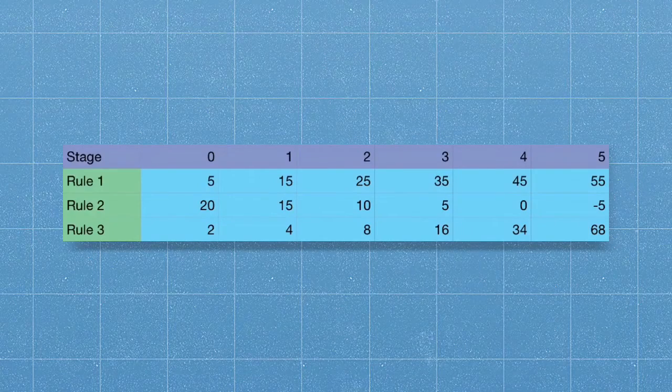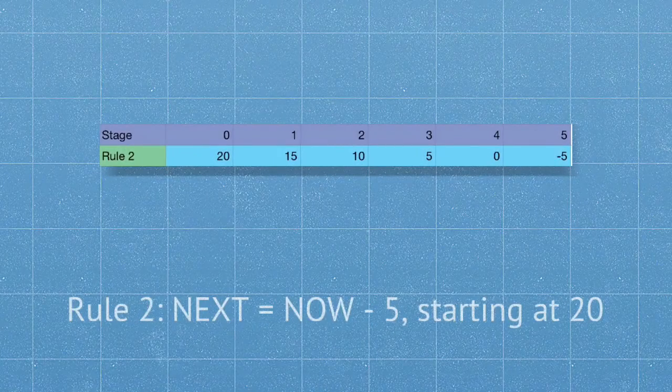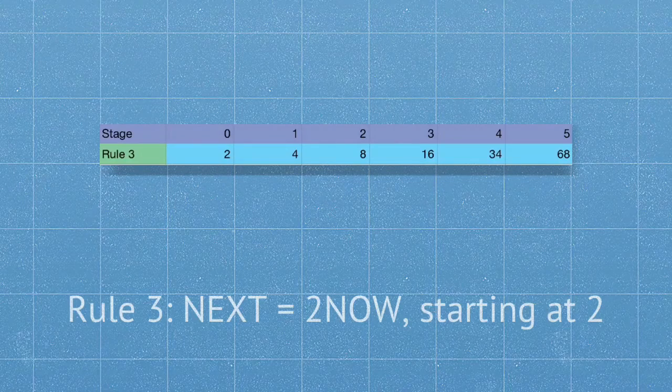Now pause the video and see if you can figure out the equation for each of these rules. The correct now-next equation for rule number 1 would be next equals now plus 10, starting at 5. The correct now-next equation for rule number 2 is next equals now minus 5, starting at 20. The correct now-next equation for rule number 3 is next equals 2 now, starting at 2.